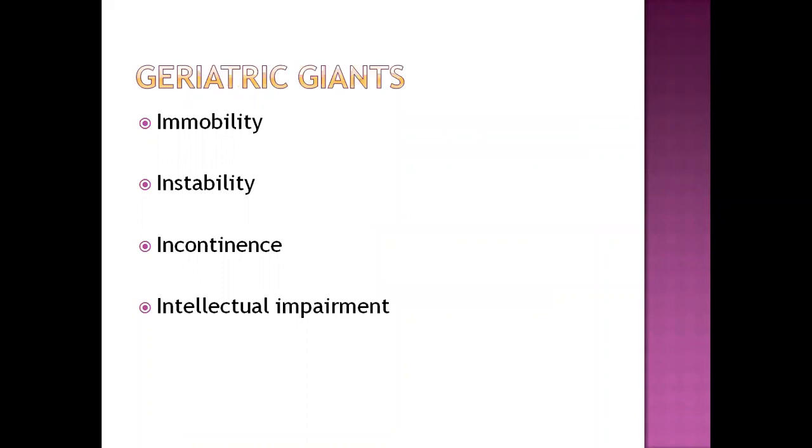Geriatric giants means the main features which are seen in a geriatric patient. Main features which are seen in old age patients are immobility, instability, incontinence, and intellectual impairment. Immobility means mobility of their muscles and bones becomes less than other adults. Instability means both physical and psychological instability.